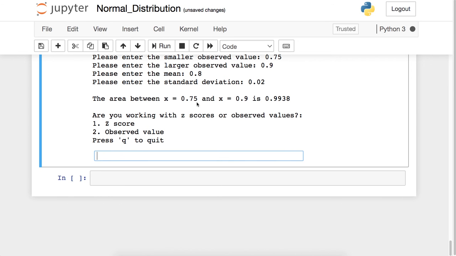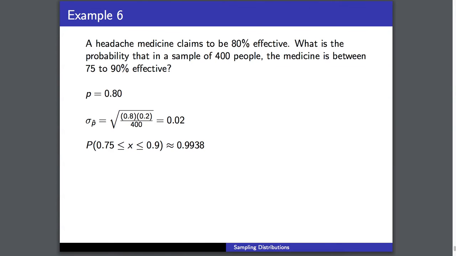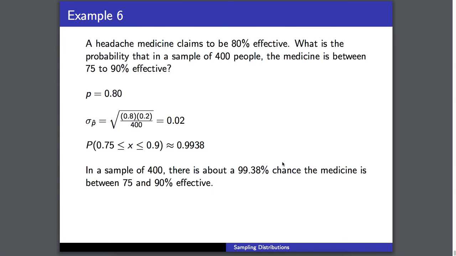And we get that the area between 75% and 90% is 0.9938. So in a sample of 400 people, there's about a 99.38% chance that the medicine is going to be between 75 and 90% effective. So a very, very high probability that between 3/4 and 90% of the people in our sample are going to feel the relief from taking the headache medicine. So very high chance. That's reassuring.